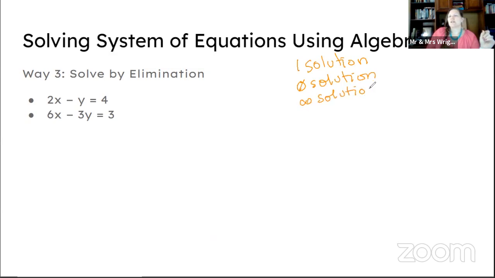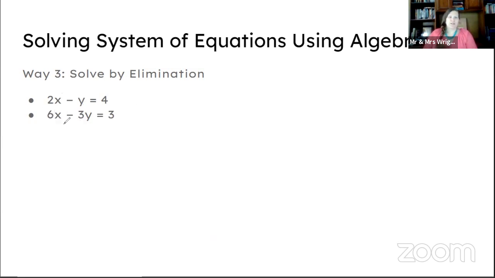So what does that look like? Remember, we saw with one solution, that's where the lines intersect, right? No solutions is when you have parallel lines, and infinite solutions are when the lines are on top of each other, and it looks like there's only one line. So we know graphically what these answers look like, but I want to see, well, what does this look like if we're going to solve them algebraically? All right, so we've got some ways to solve by elimination.